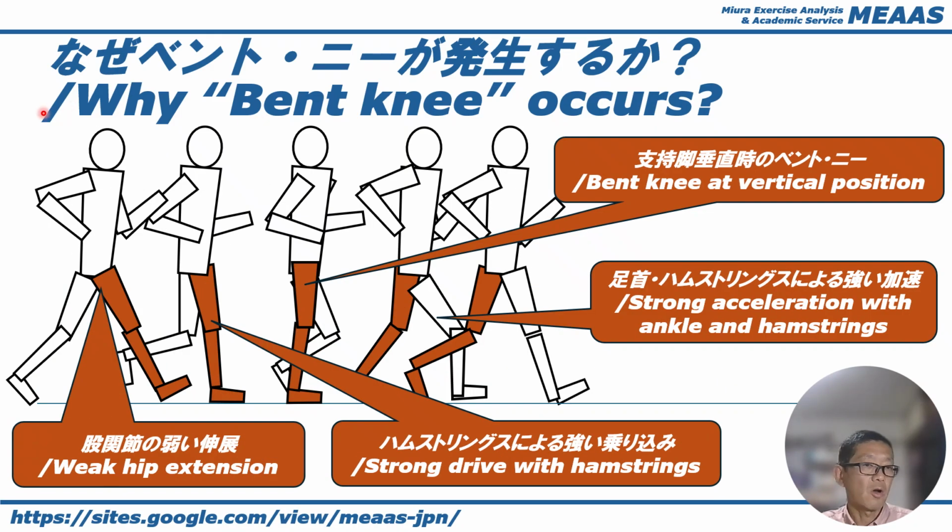This is the third pattern of bending. Walkers bend their leg after contact. On the contact, their leg is straight, but with weak muscle force of the hip and strong muscle force of the hamstrings and Achilles tendon, the leg is in a bent position on the vertical position. So they accelerate the body with the ankle and hamstring force.